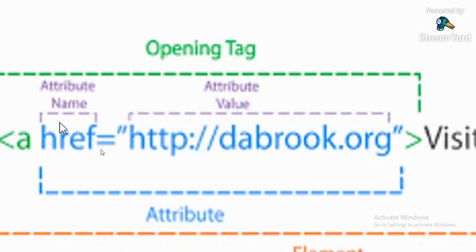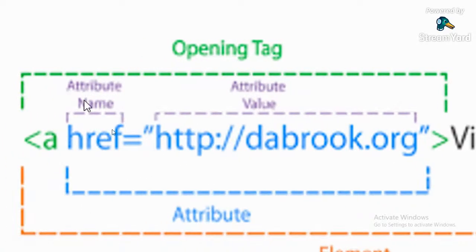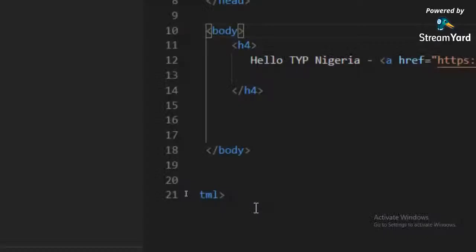The name and value combined with each other are called an attribute. So what I will say is, href is an attribute of the anchor tag, and I am using the attribute of the anchor tag called href. Now let's see how to run it.